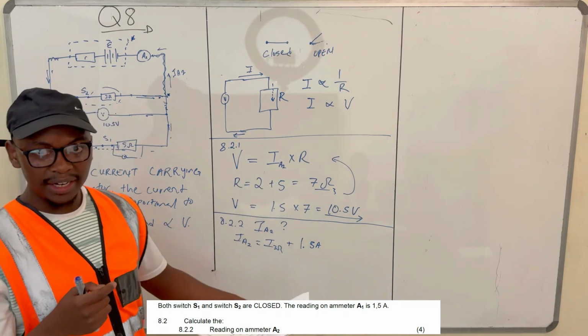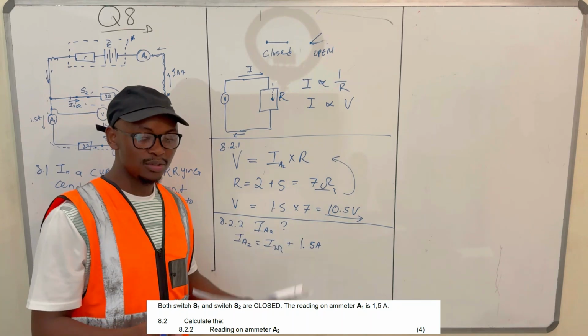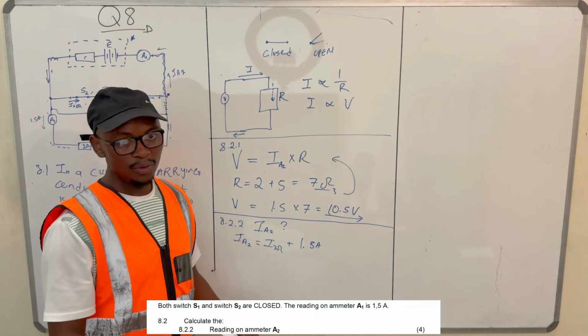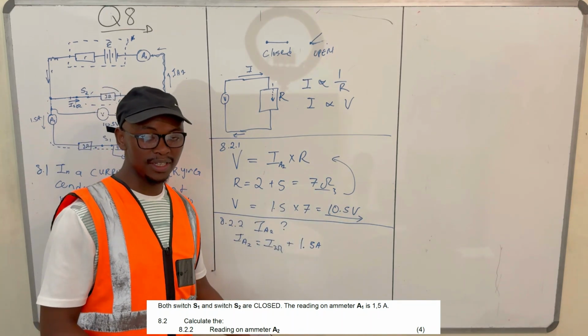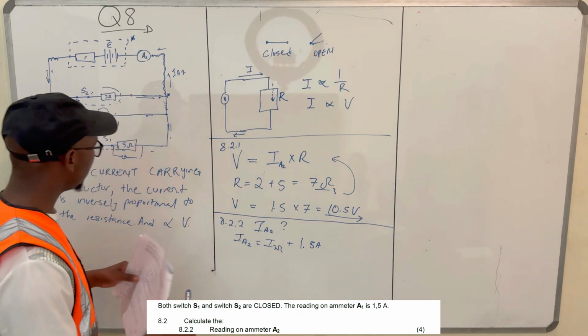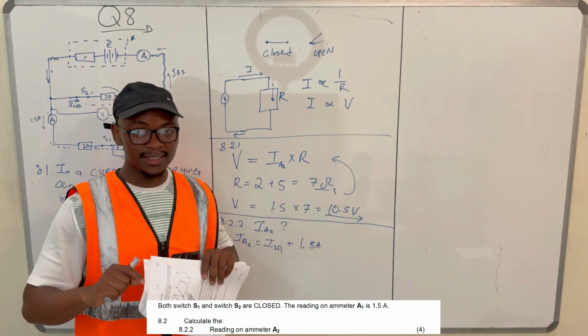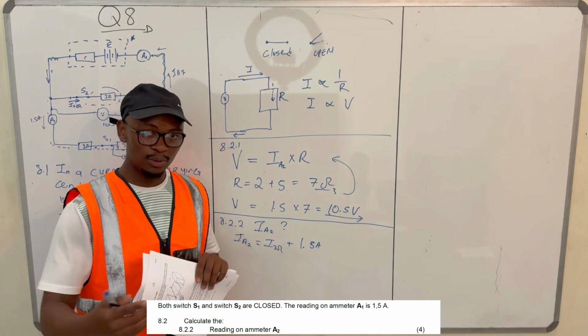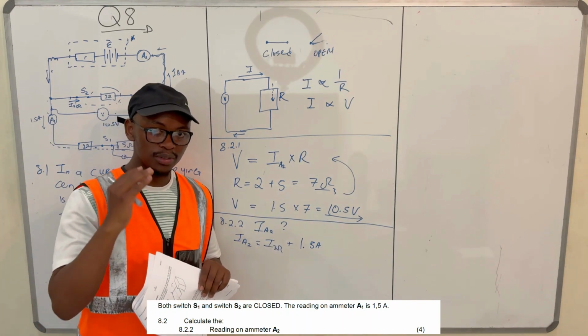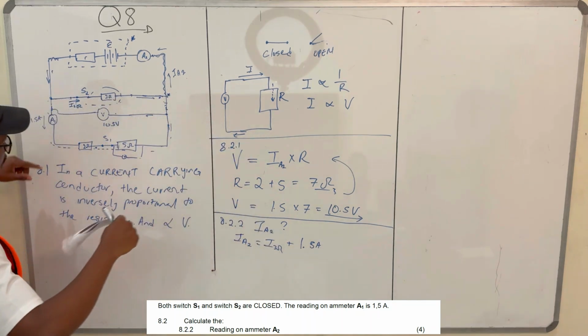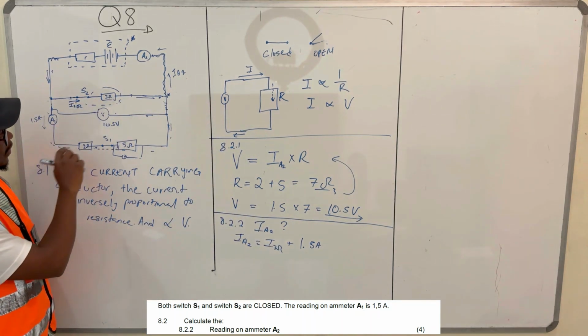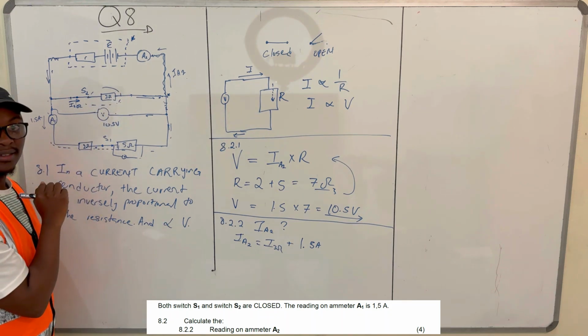What is the formula for current? Current is called voltage over resistance, or potential difference over resistance. So it means if we were to get the value of potential difference across a certain resistor and know the resistance, then we can find out the current that flows through that path. We get to this point. Do we know the potential difference across this resistor?